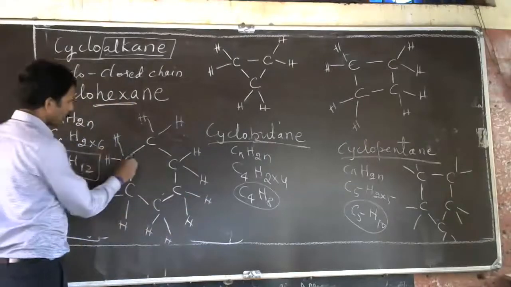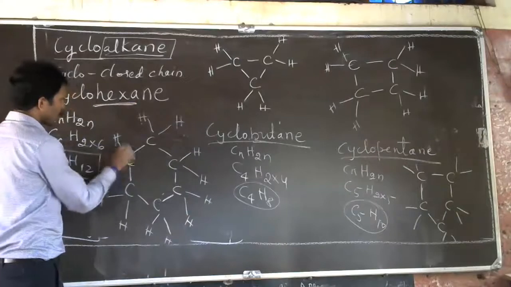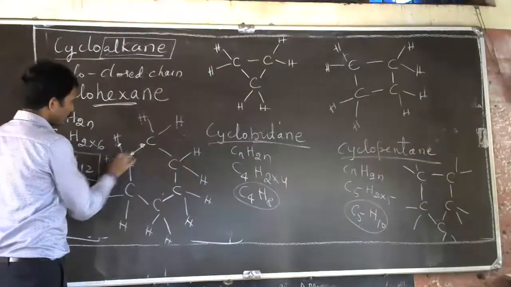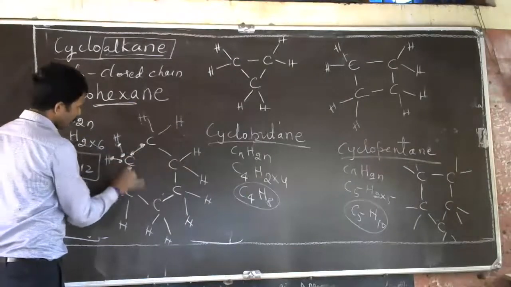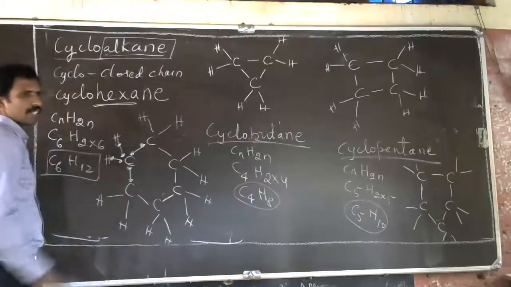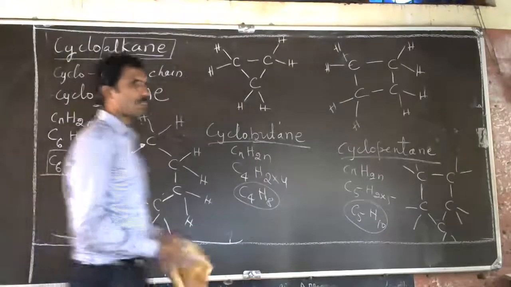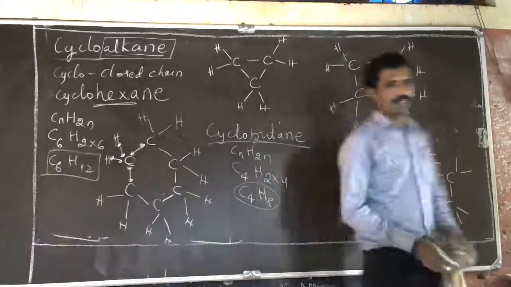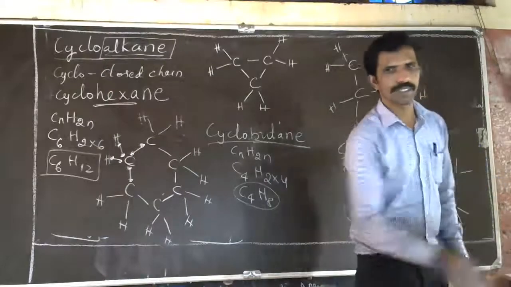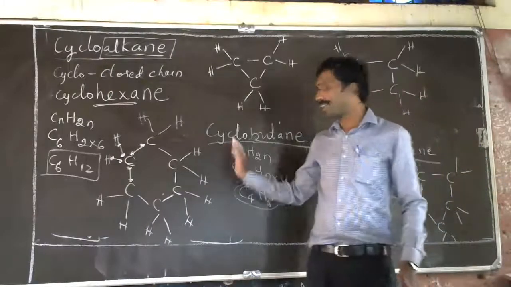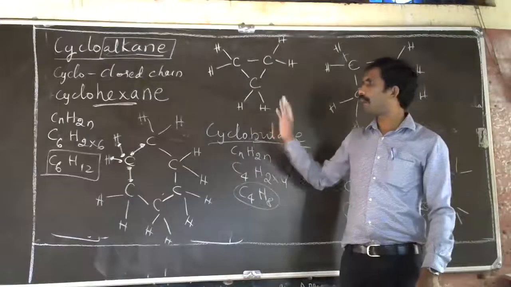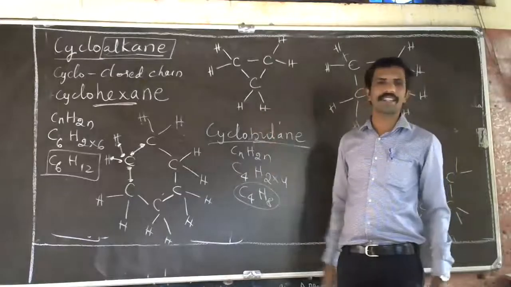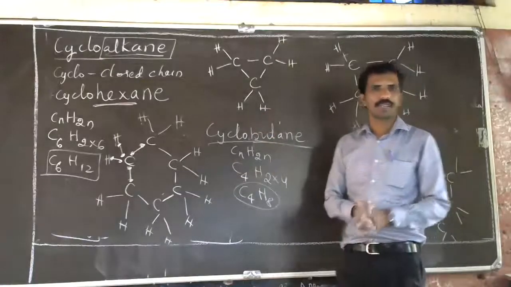For every carbon, see here, 8 electrons: 1, 2, 3, 4, 5, 6, 7, 8. If we check this, we get 8 electrons around the carbon atom. I hope you understood this. If you have any doubt in cycloalkane, you can ask now. Otherwise, we will move to the next.